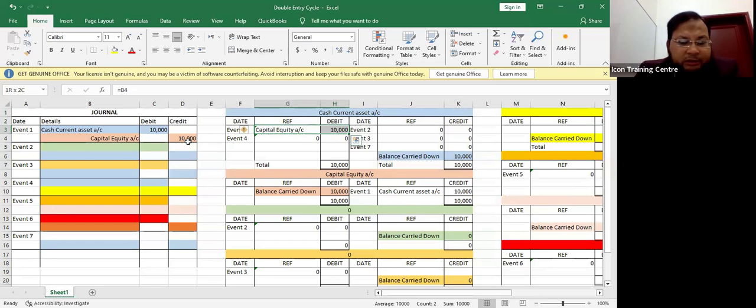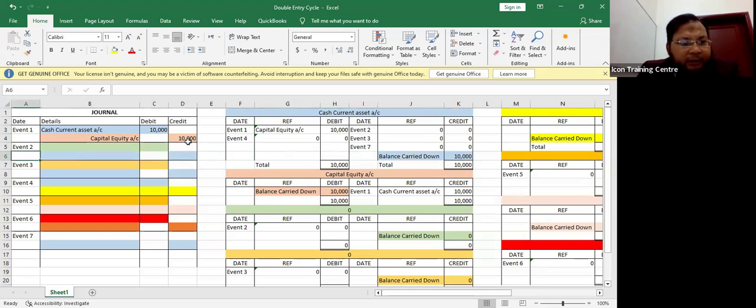And the reason is capital, which is equity, and it happened on event 1. And the existing balance in the cash account is 10,000 debit, because 10,000 is being shown on the debit side and the debit side is greater than the credit side by 10,000. The same balance will be shown here, and here we have balance carried down 10,000.